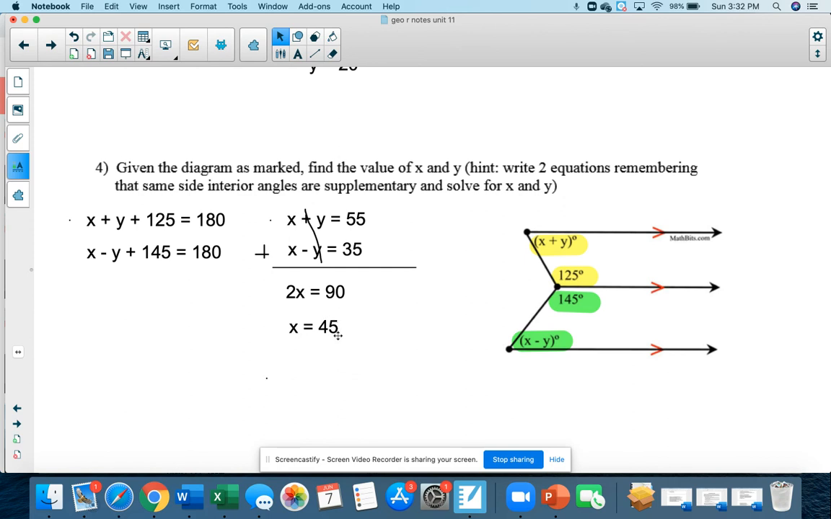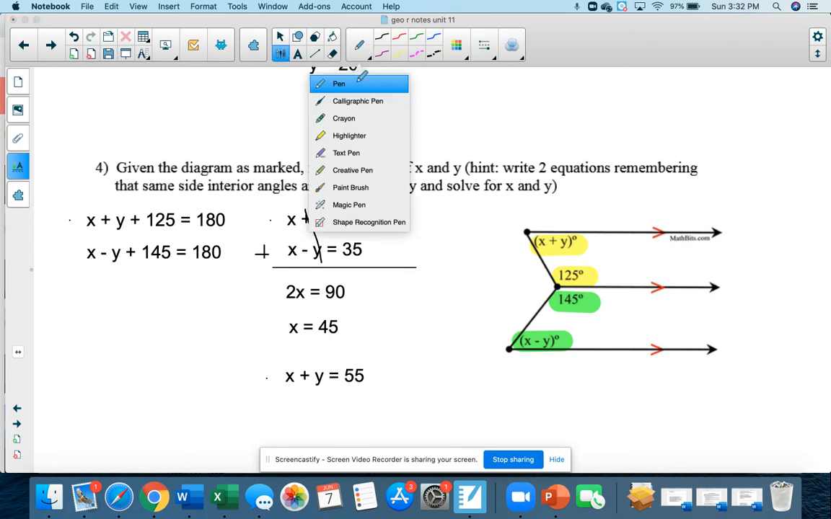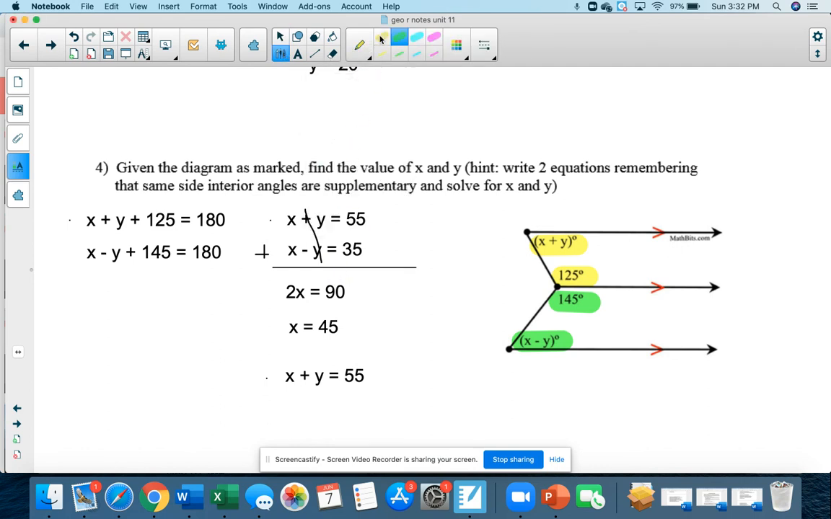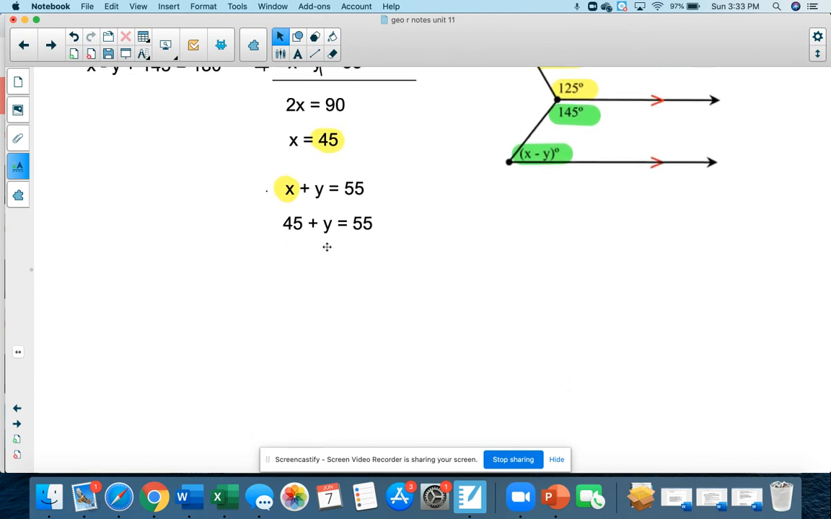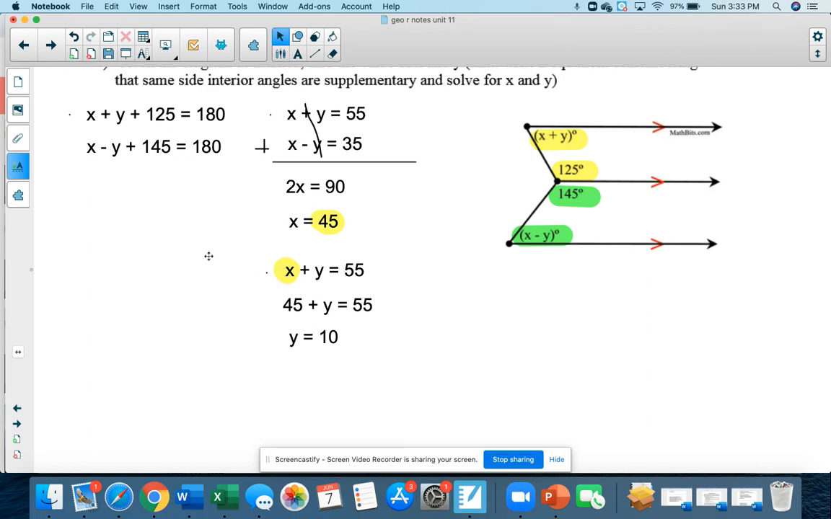Once you solve for one of the variables, then you just pick either equation. It doesn't matter which one. All right, I took the one that I simplified a little, x plus y equals 55. And you know that x is equal to 45. So I'm going to take that 45 that x is equal to and substitute it in. 45 plus y equals 55. And then I'm solving for y, so I'm going to subtract 45 from both sides, and I get y equals 10. Okay? And that's it. That's your last lesson. There's one more practice on Delta Math to do, and then anything that you're missing, you can work out as well.